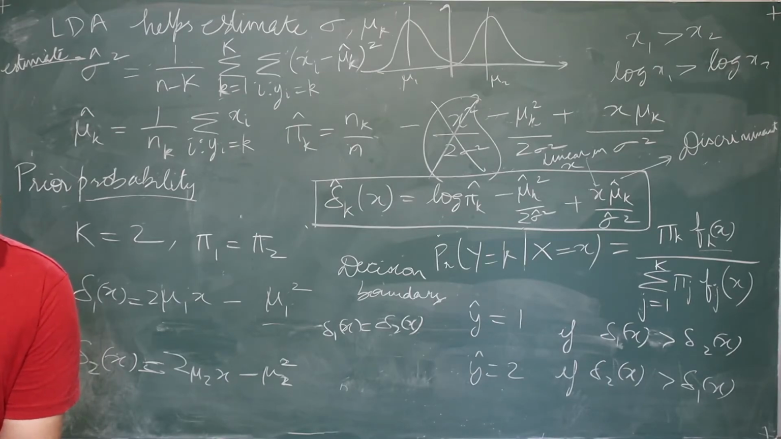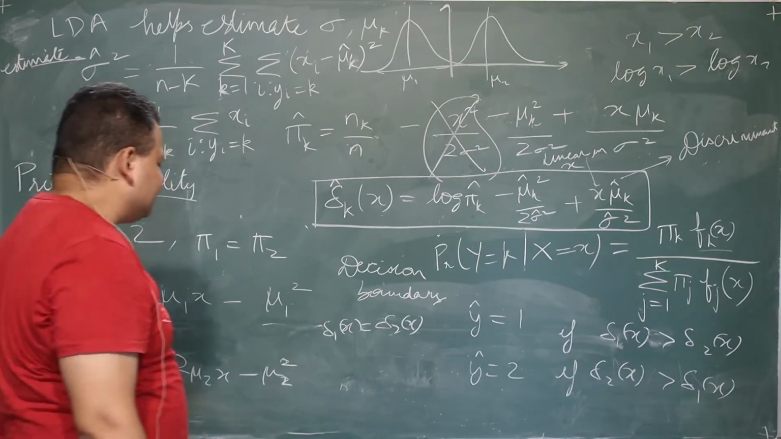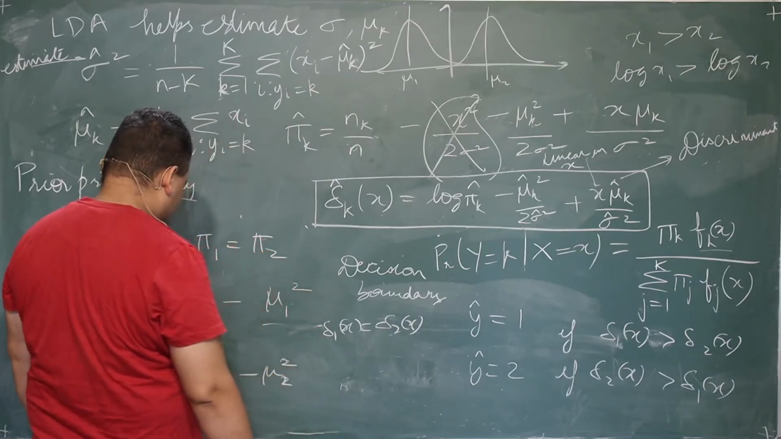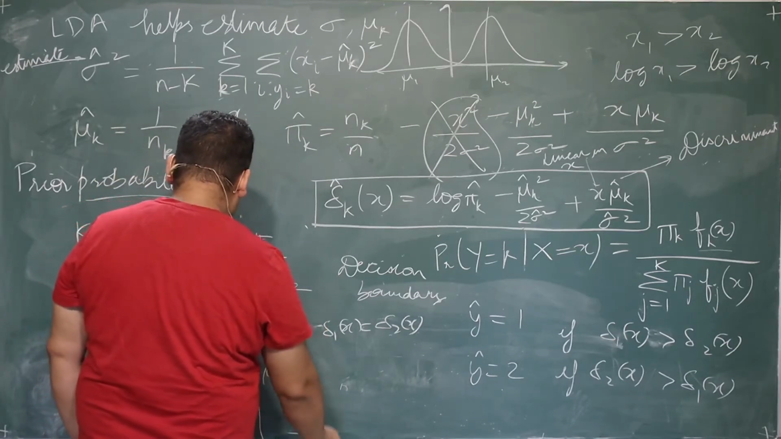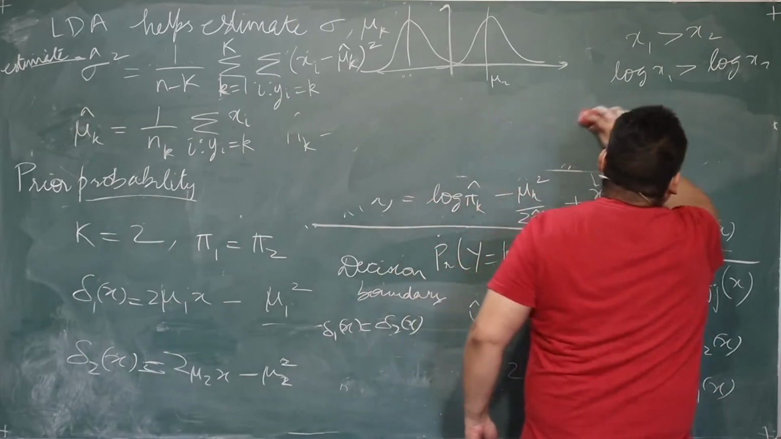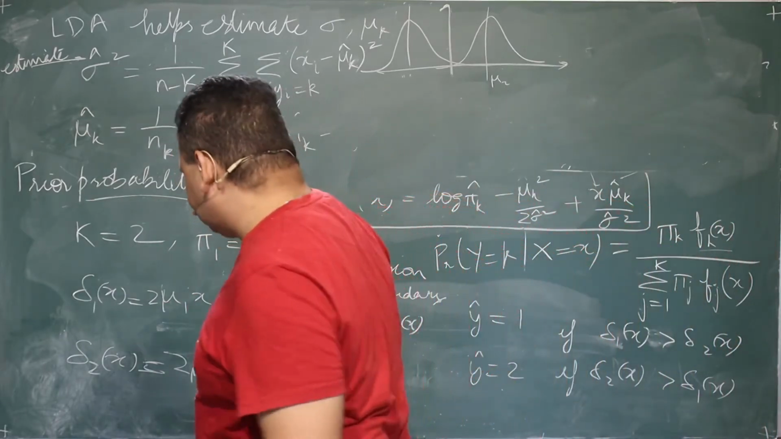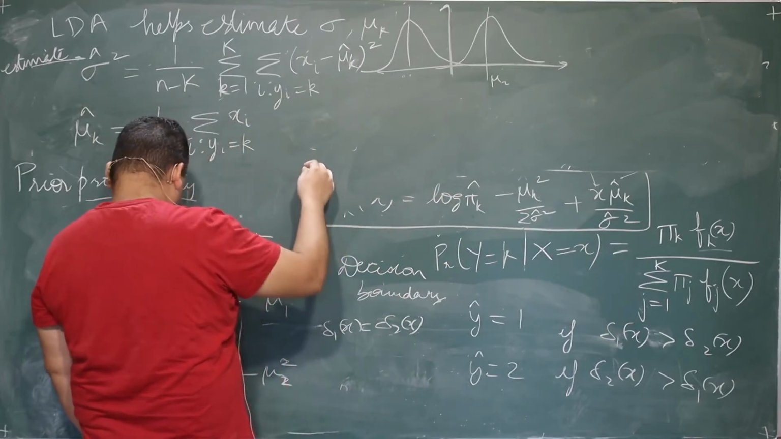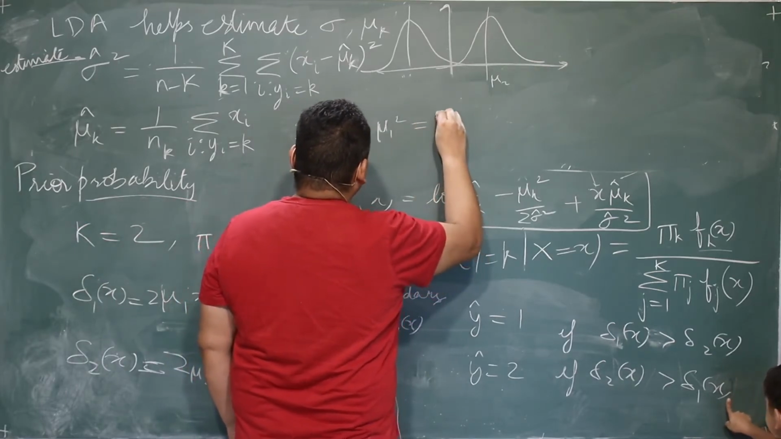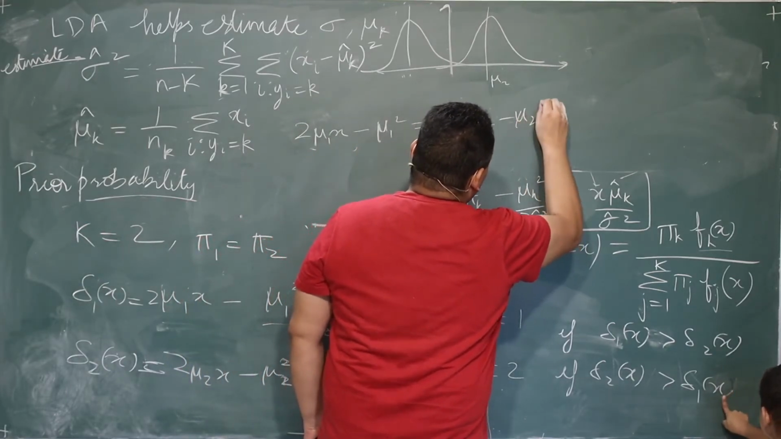Minus mu 1 square minus mu 2 square divided by 2 mu 1 minus mu 2. Okay, that is good. But can you do some cancellations? If you do this, it is mu 1 plus mu 2 by 2. If you equate these two, let me erase the remaining because we no longer need those. If you equate these two equations, you get 2 mu 1x minus mu 1 squared is equal to 2 mu 2x minus mu 2 squared.